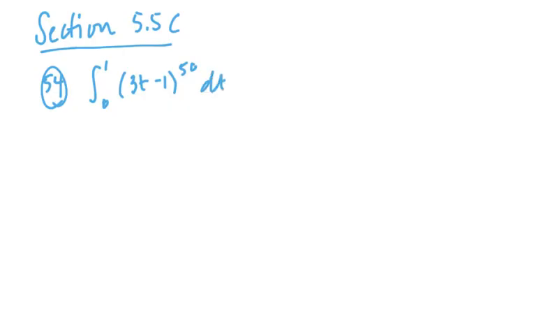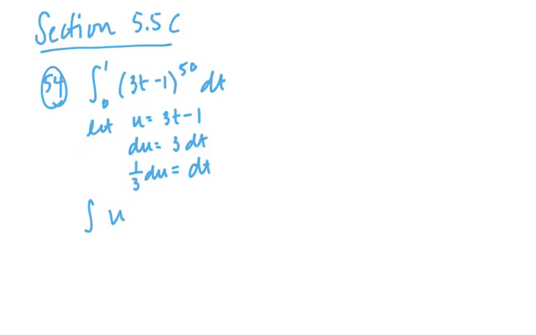Now there's two ways to do this. The easiest way is used probably the most. So we're going to do u sub like normal. Let's let u equal 3t minus 1. Then du is 3 dt, so dt is 1/3 du. So we have the integration of u to the 50th times 1/3 du from 0 to 1.